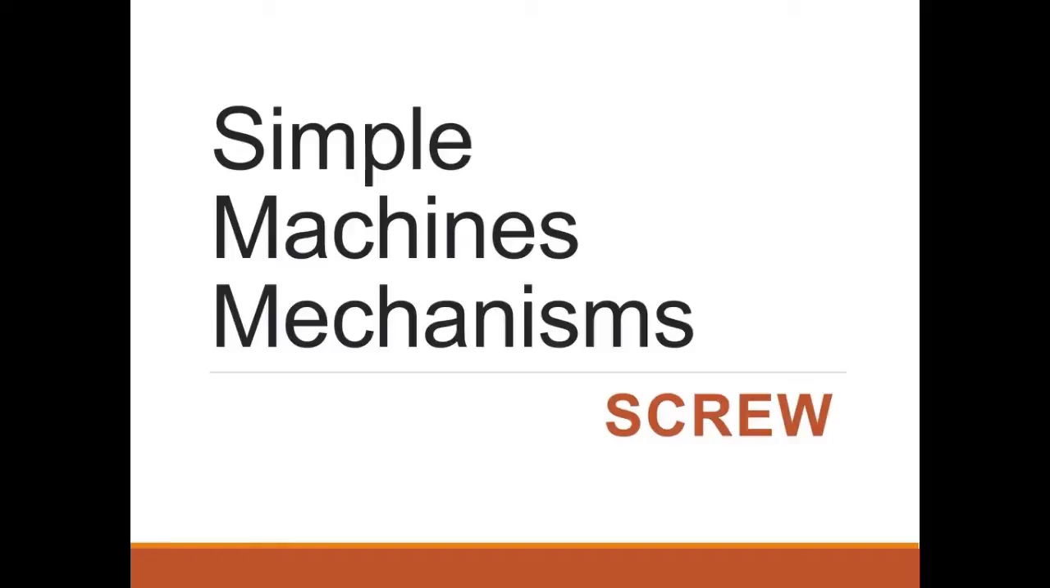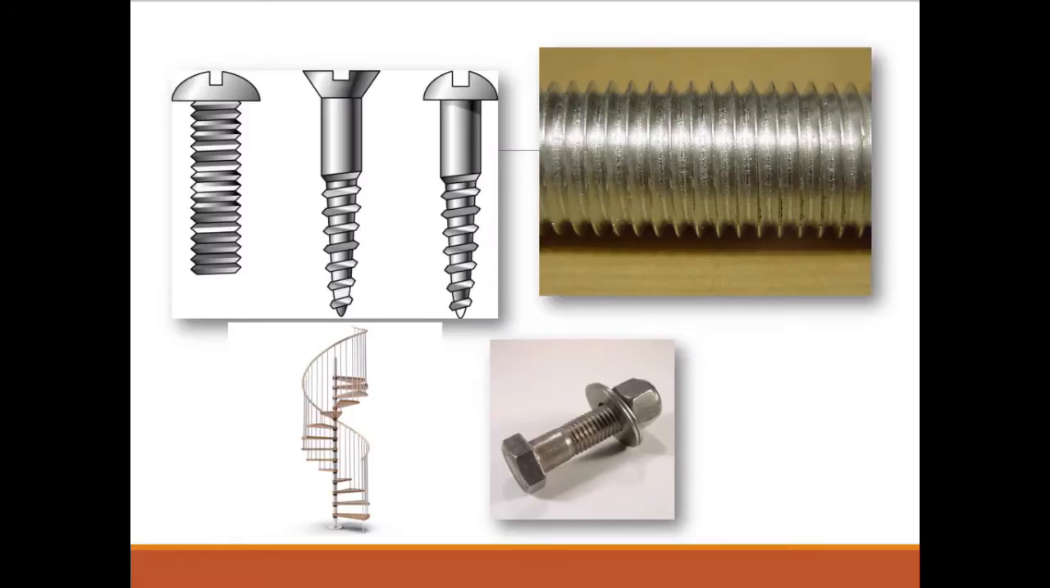I am going to talk about the simple machine screw in this video. You may be used to seeing screws like these, but there are also other things considered to be a screw simple machine, like the nut that keeps the screw in place. It also has threads on the inside, so it is considered a simple machine screw. And also a spiral staircase can be considered a screw.